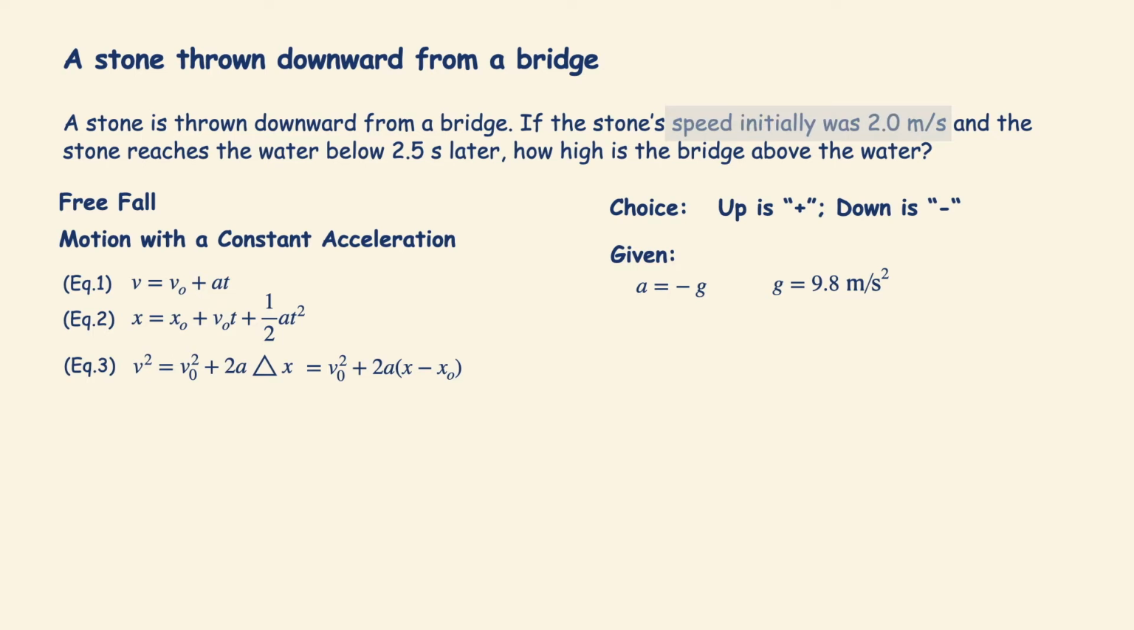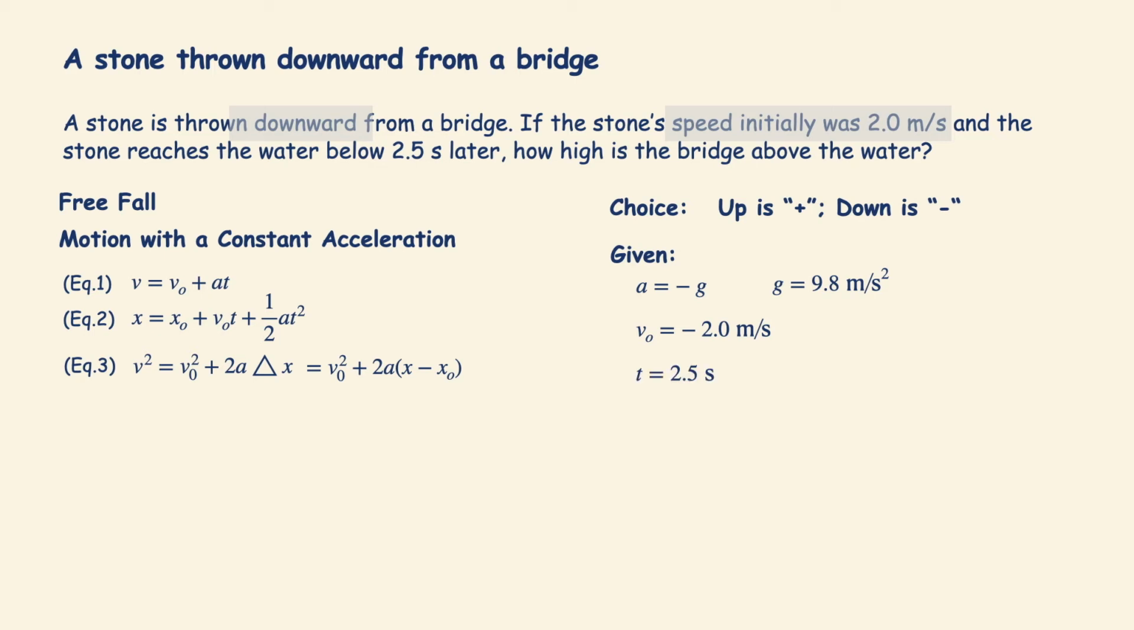Next, I see that the speed initially was 2.0 meters per second. And not only that, but the rock was thrown downwards. So that initial velocity has to be written as negative 2.0 meters per second. Please take note that this is one of the very common mistakes that I have seen in this type of problem, students forgetting the minus. If you miss the minus here in the initial velocity, then you will be solving a problem for which the stone is actually thrown upward and you will get a totally different answer.